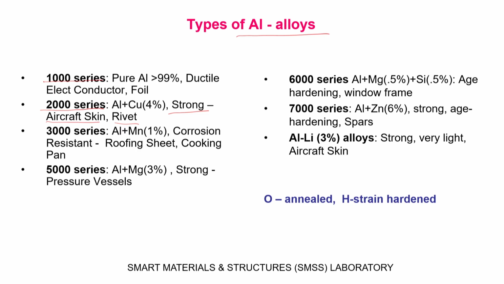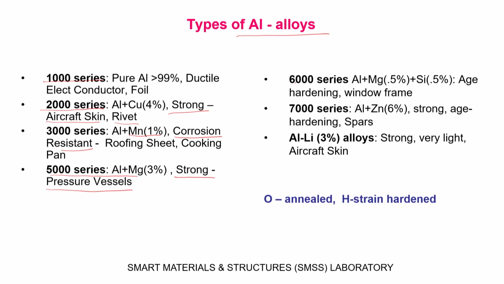If you go for the 3000 series, that generally comes from the mixing of manganese. Manganese gives you corrosion resistance. So, it is used for roofing sheet, cooking pan, etc. If you go for the 5000 series, that is aluminum plus magnesium. Magnesium again gives it strength, much more than copper. So, it is used in pressure vessels.